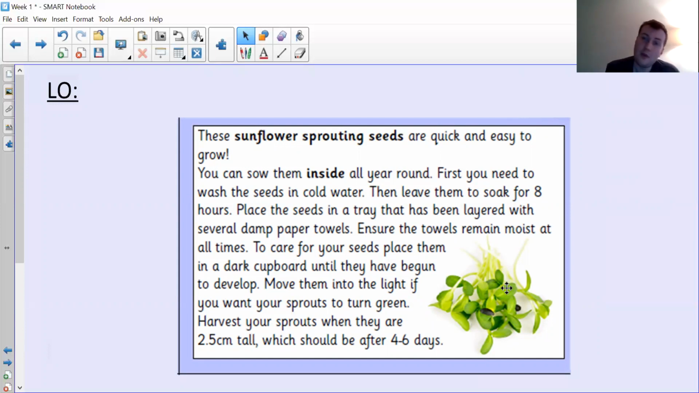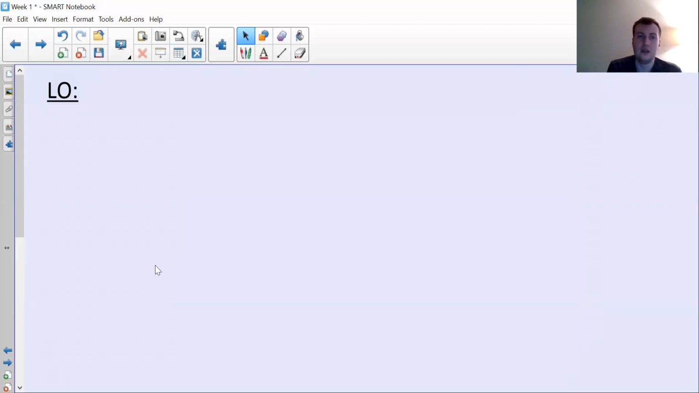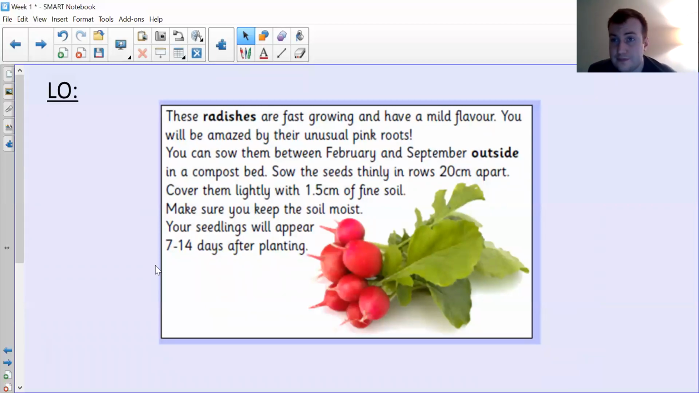And unlike with pumpkins where you need to plant them at a specific time, you can sow sunflower seeds all year round. Doesn't really matter when, but you've got a process you have to follow, okay? Radishes, which some of you might eat, are also fast growing, but you can't sow them whenever. You have to do it between February and September, okay? So quite a long time. And whereas the first two, you sow them inside, these ones you need to do outside, okay? So there are lots of differences between all the different plants.